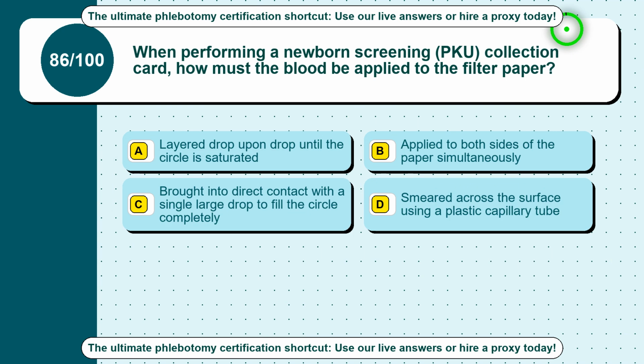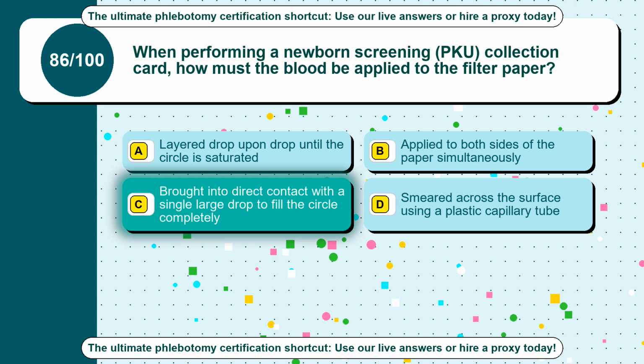Question 86. When performing a newborn screening, PKU, collection card, how must the blood be applied to the filter paper? Option A, layered drop upon drop until the circle is saturated. Option B, applied to both sides of the paper simultaneously. Option C, brought into direct contact with a single large drop to fill the circle completely. Option D, smeared across the surface using a plastic capillary tube.